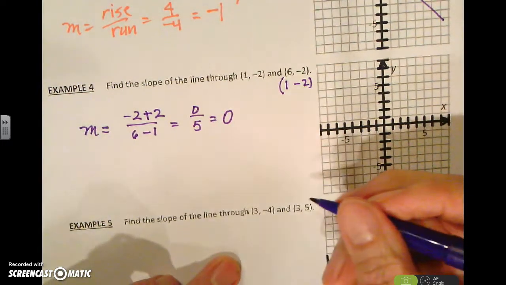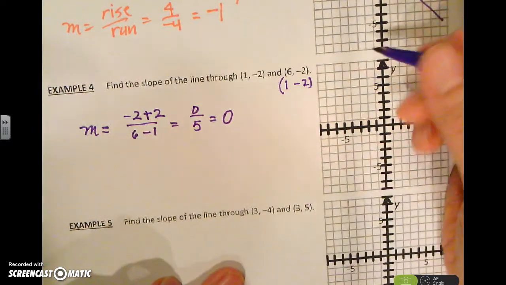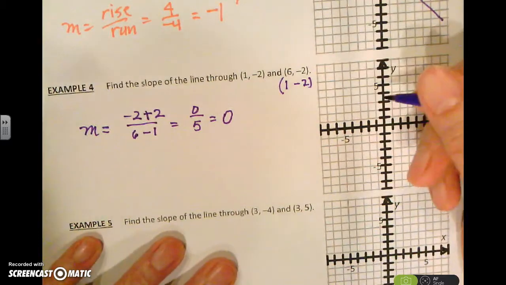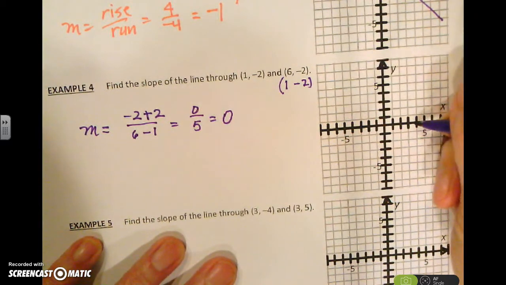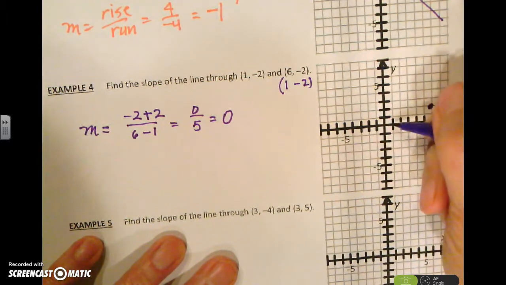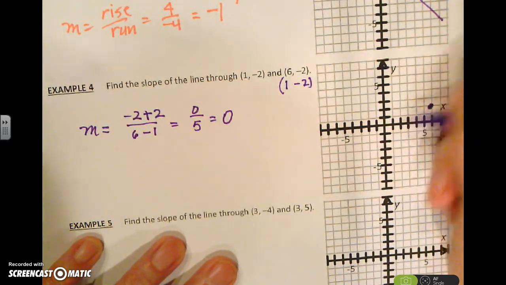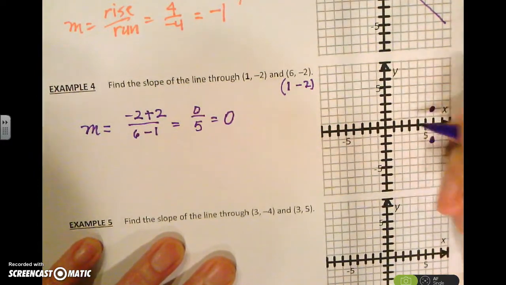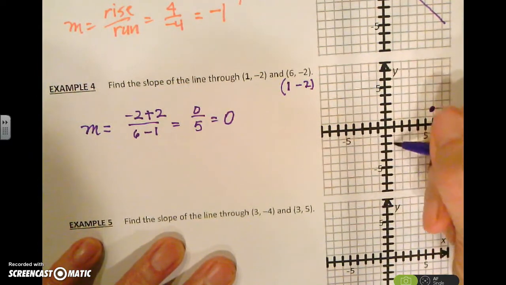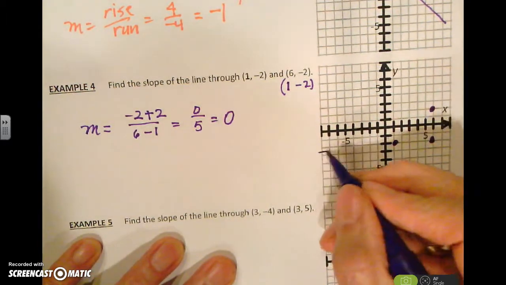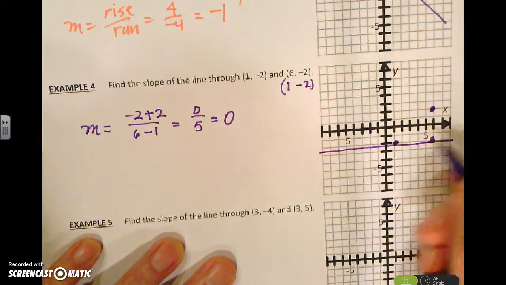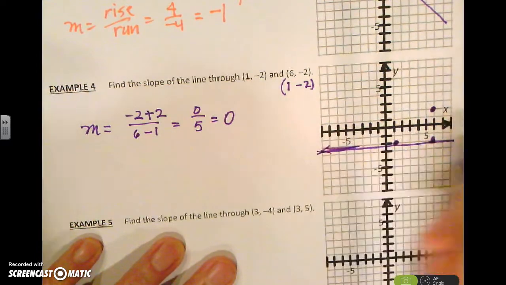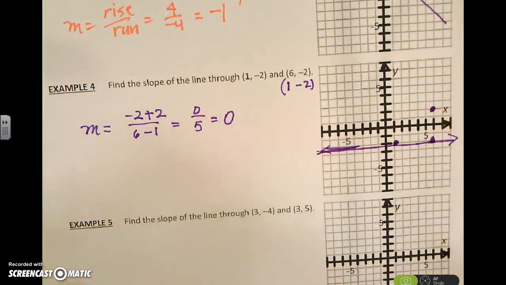So notice, let's plot these points. So I have 6, 1, 2, 3, 4, 5, 6, and up 2. Oh, I'm sorry, that should have been down 2. So down 2, so ignore that. And then I have 1 and -2. And so here is my line coming across here with a slope of 0.